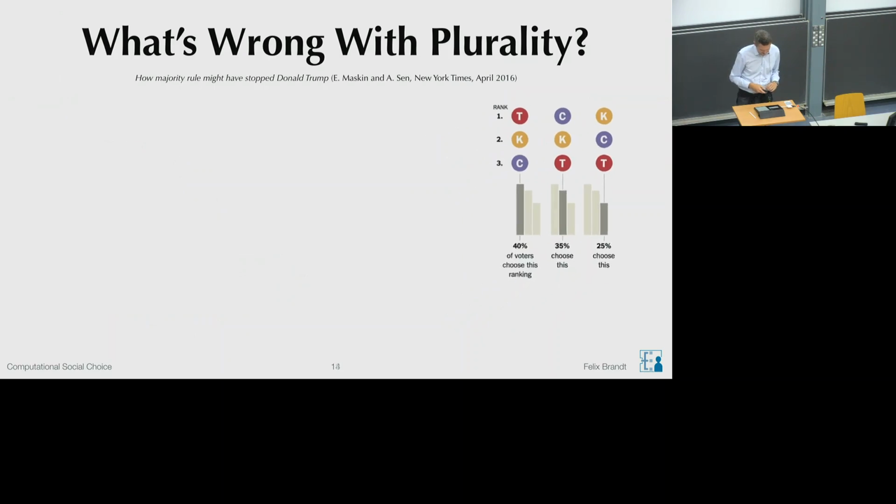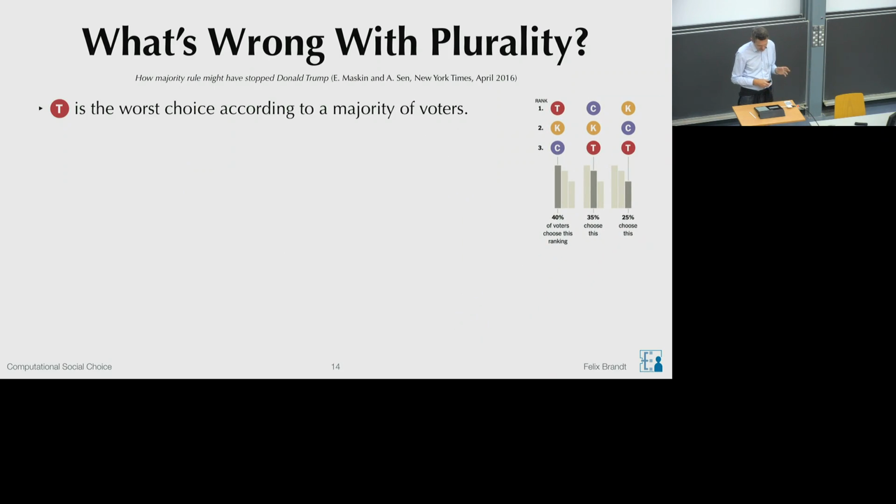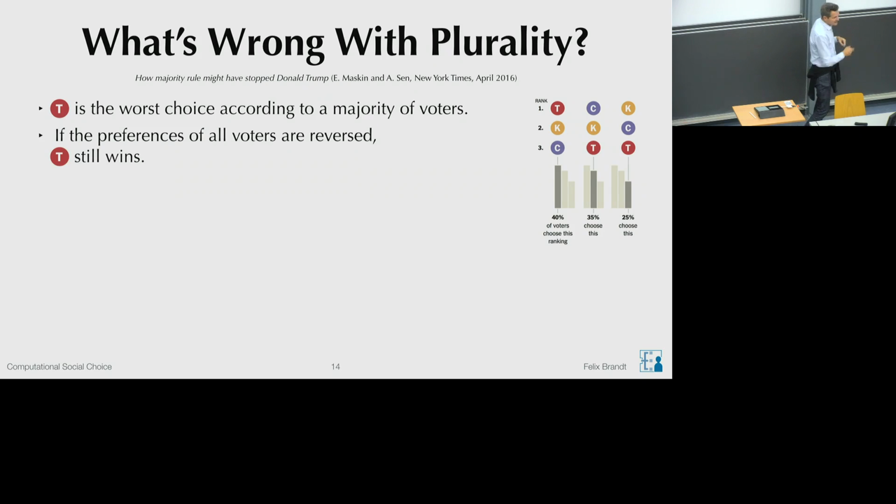Okay, so let's summarize these points. Trump is the worst choice according to a majority of the voters. 60% don't like him at all. The funny thing is, if you look at this preference profile and you reverse all the preferences, so all these voters become completely crazy and what is the last ranked alternative becomes the first ranked alternative, then Trump is still the winner, right? If a voting rule selects a unique candidate and you reverse all the preferences and it's still the same unique candidate, this is called a preference inversion paradox. This is something that should not happen.